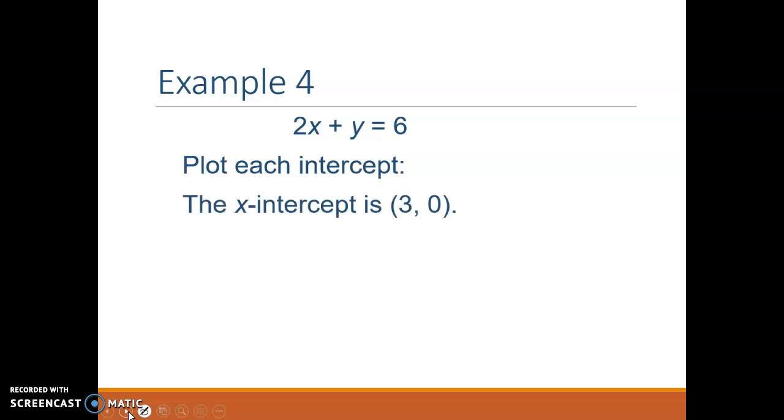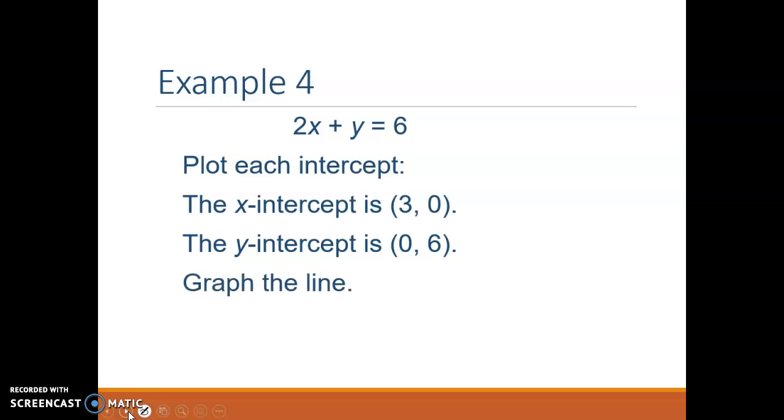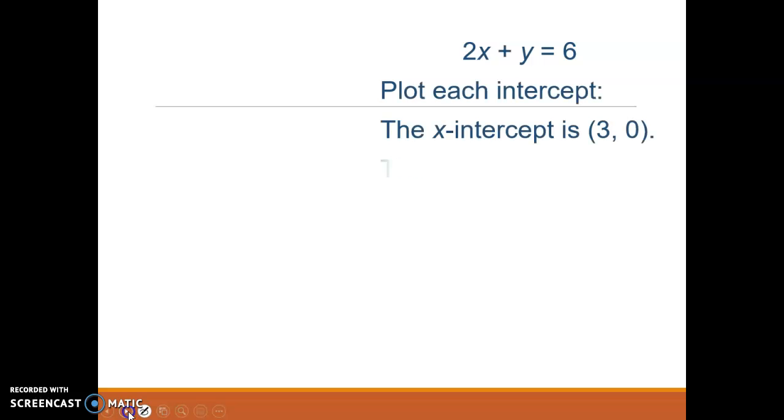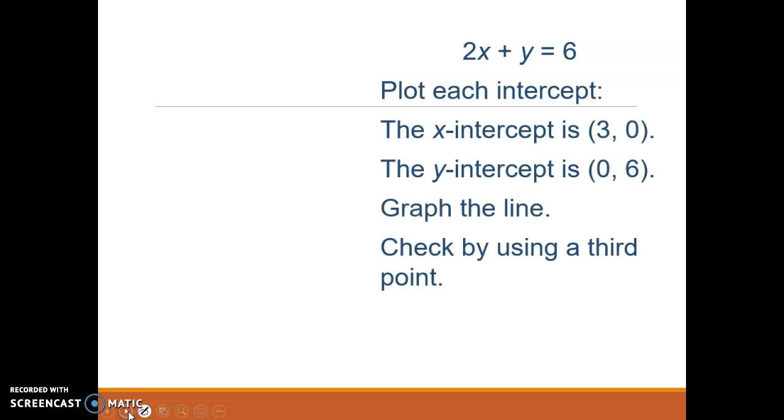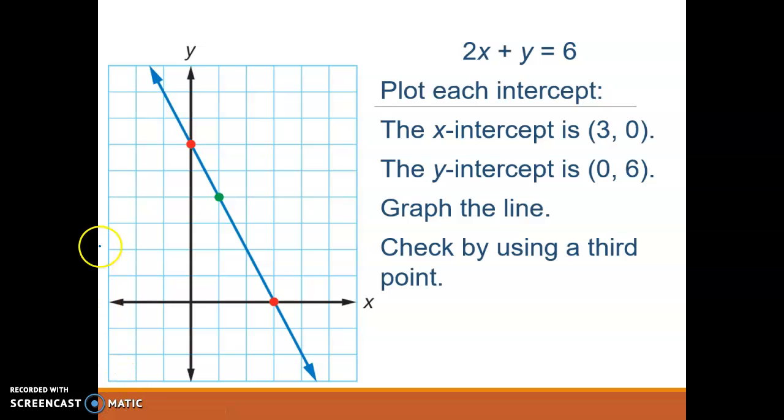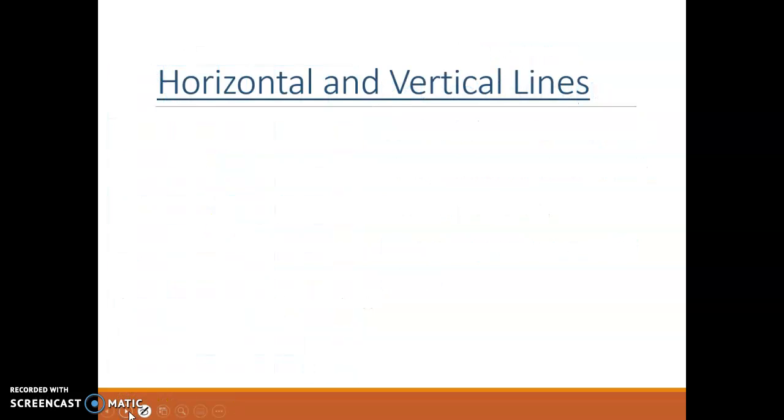We would then plot each intercept, (3, 0) and (0, 6). We could then graph the line just by connecting those two intercepts. We can check by using a third point to make sure that our line is drawn accurately. Let's see what that would look like. There we go. So we have (3, 0), we have (0, 6), and here's a point that falls on the line that works with the equation.